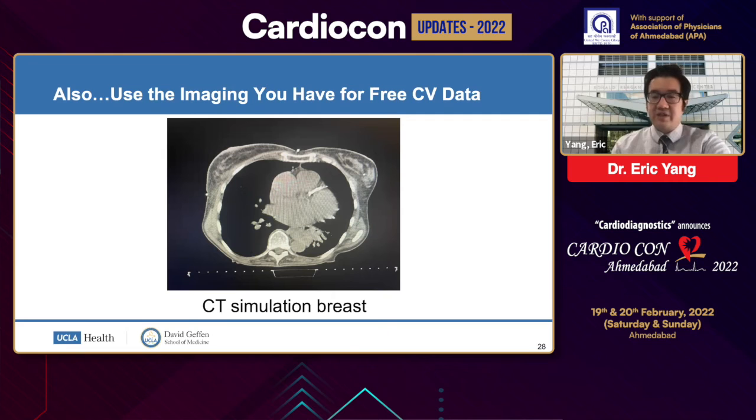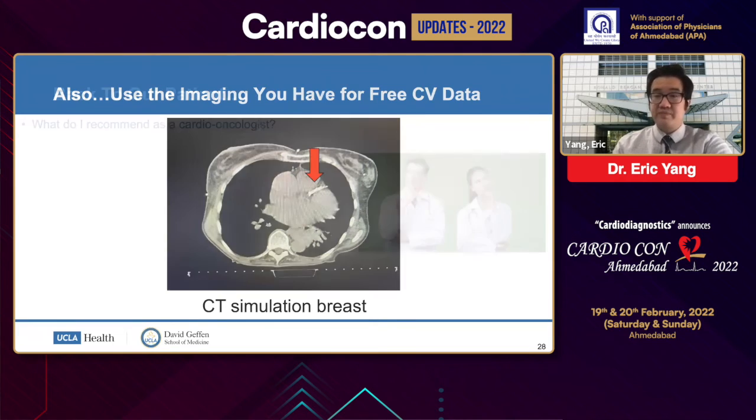And this is an example of a CT simulation of a woman who had radiation therapy about a decade prior with left-sided breast cancer, which you can see on the CT. But really, as a cardiologist, what I'm struck by is the heavy calcification seen here. This does not necessarily warrant invasive treatments, but it does tell you whether or not this patient should likely be on aggressive statin therapy and presumed secondary prevention.